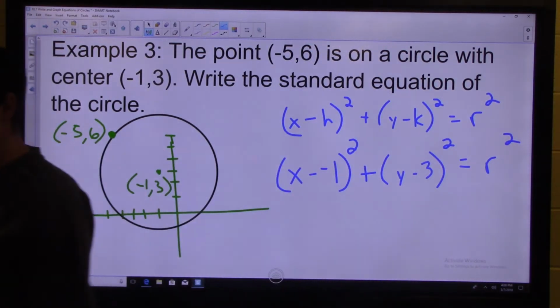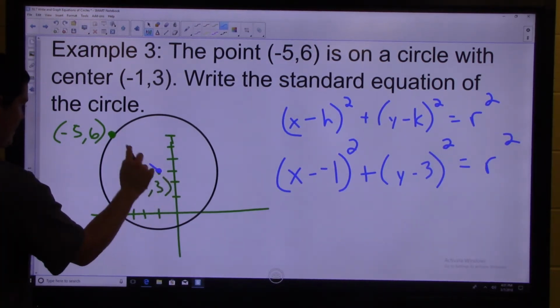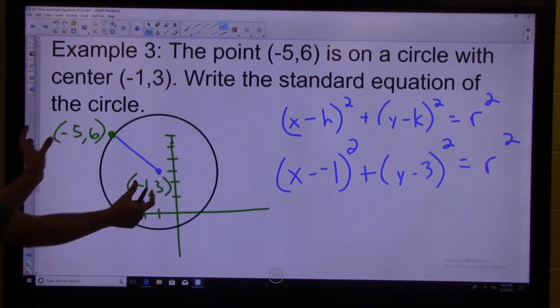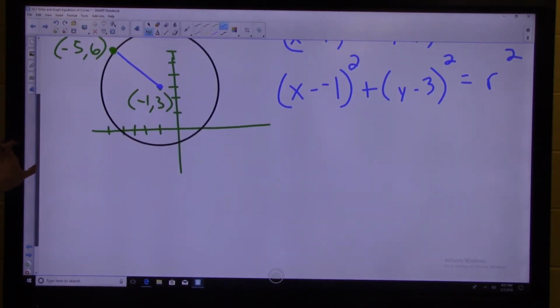So guys, think about this. How can I find the radius from there to there? Another way to say that is how can I find the distance from there to there? And that should be a big hint. Got to use the distance formula. We've got 2 points here. We can always find the distance between the two. So it's just going to take a little bit of extra work.